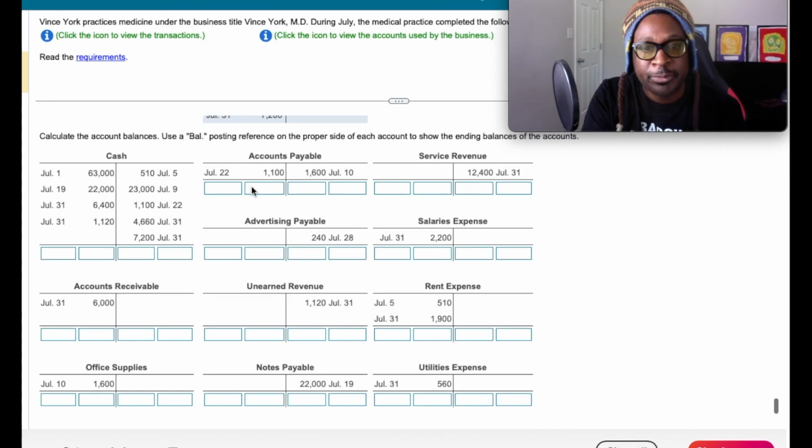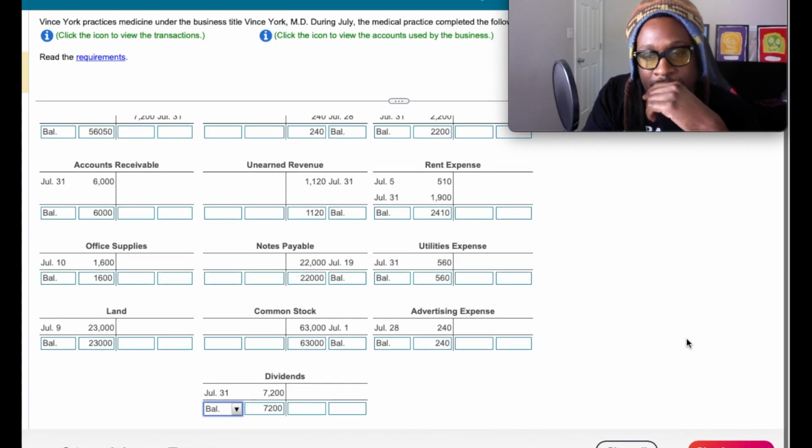So for example, if we look at our accounts payable, our total amount on the debit side is $1,100. However, our total amount for the credit side is $1,600. If we subtract the two, that leaves us with a $500 difference. Therefore, that $500 difference will go on the credit. And so we're going to do that for the remaining account balances. Check the answers.